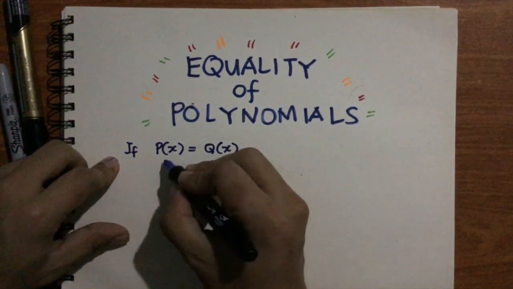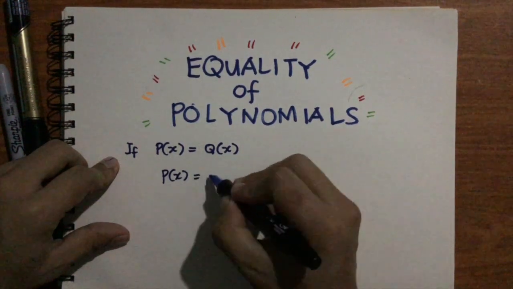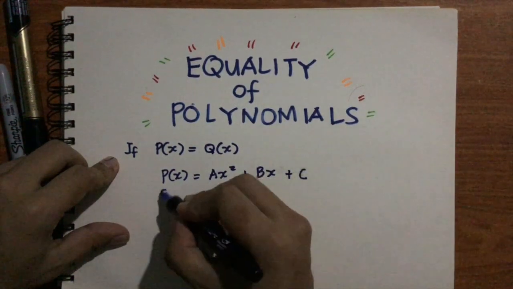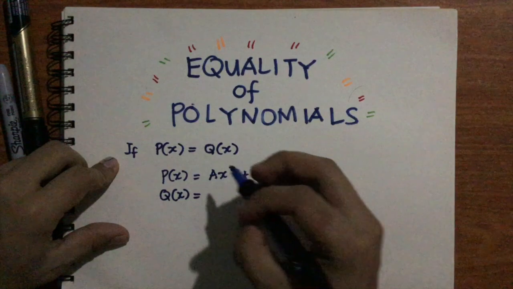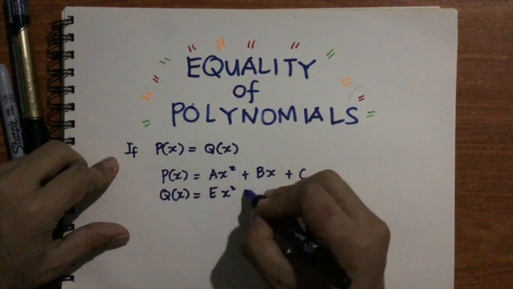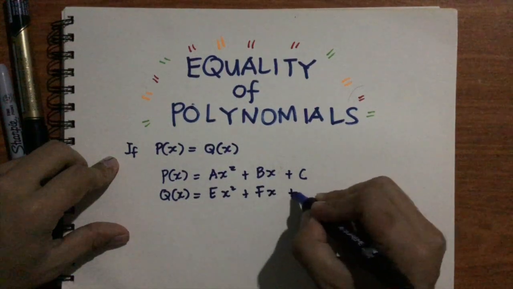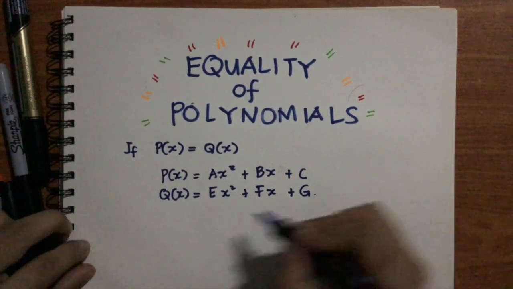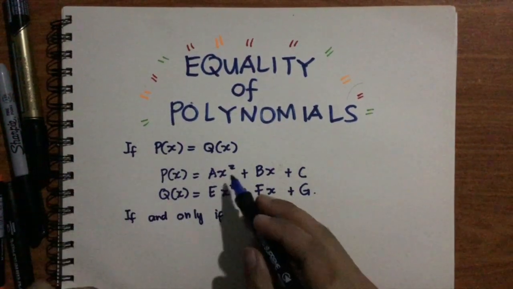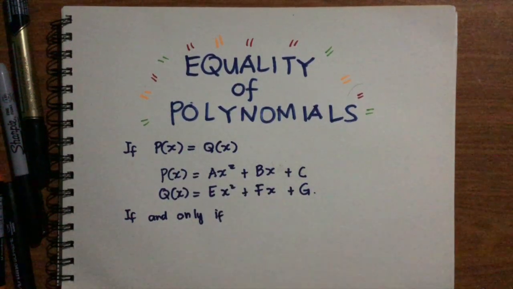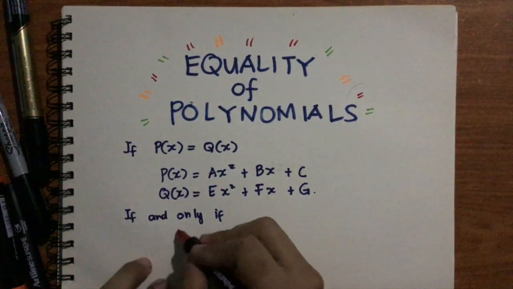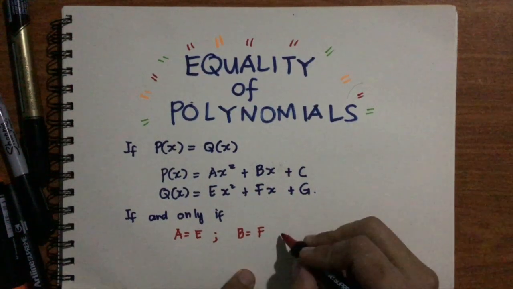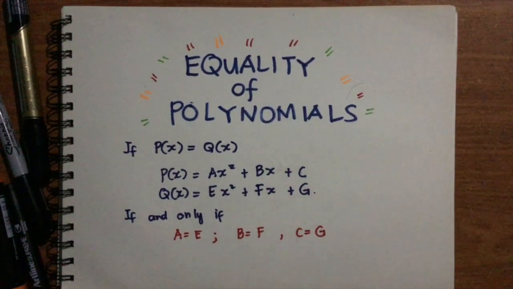So that means if I have p of x equal to ax squared plus bx plus c, and q of x is equal to ex squared plus fx plus g, these two are said to be equal in equality of polynomials if and only if the corresponding variables with the same exponent have the same coefficients, which means that a is equal to e, b is equal to f, and c is equal to g.